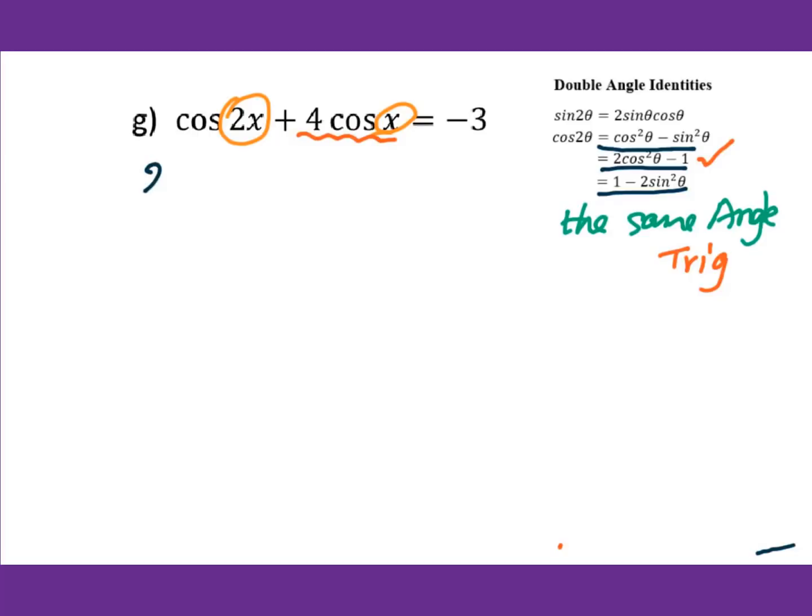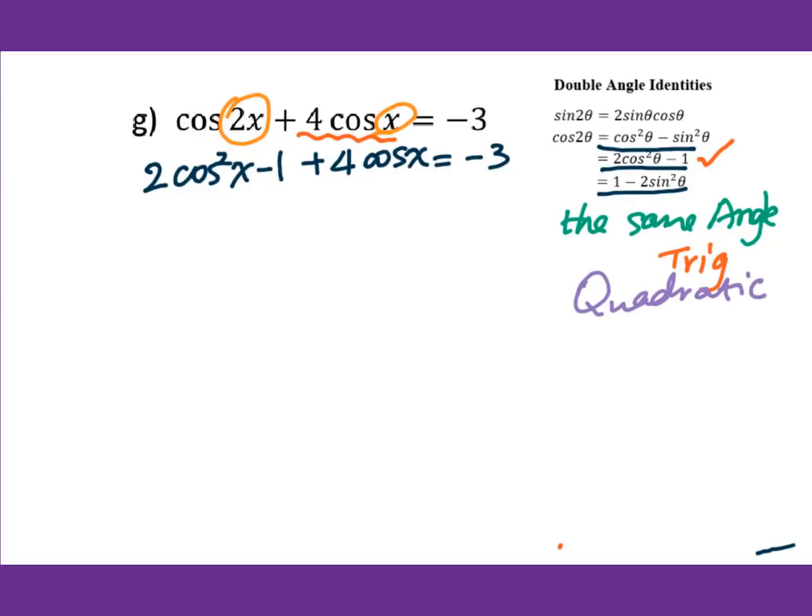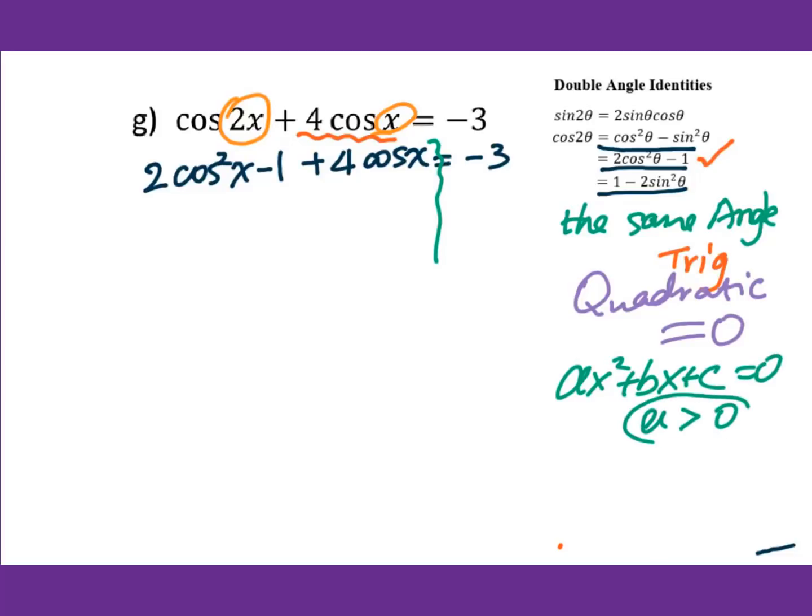So for cosine 2x, I got 2 cosine square x minus 1 plus 4 cosine x equals negative 3. Then we know this is a quadratic pattern because we have a cosine square and also cosine x. Then we need to get equal to 0. Make sure that ax squared plus bx plus c equal to 0 form and a is positive. Therefore, I need to move negative 3 to the left side, get equal 0.